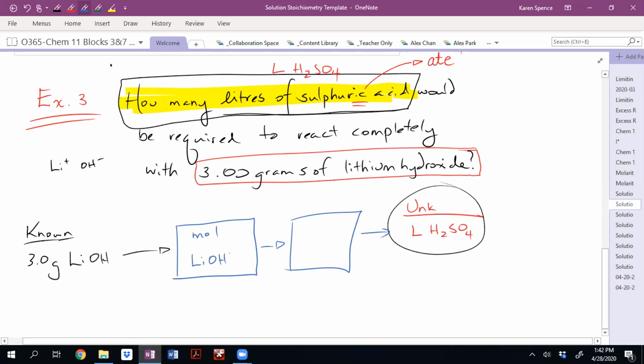And we actually have a problem with this question. I forgot to give you a piece of information. I needed to tell you the molarity of the sulfuric acid, and that is 0.200 molar, because otherwise you're going to be out of luck in getting to the liters over here. Once we have moles of lithium hydroxide, what will we convert to?